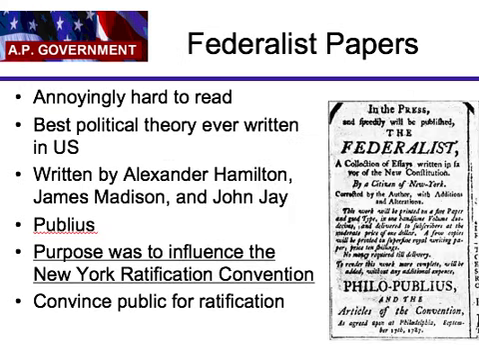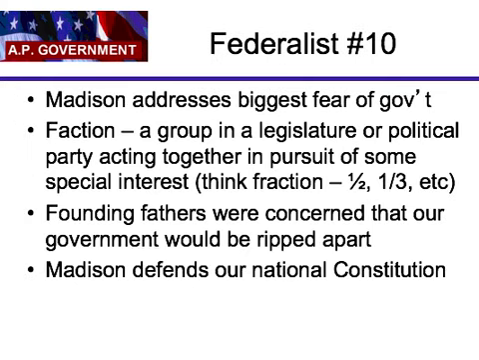So individuals, to convince people, started writing anonymous papers called the Federalist Papers. They're very hard to read. They say it's kind of the best political theory in the United States, and they were written by Alexander Hamilton, James Madison, and John Jay. Again, the purpose was to influence, at first, people in New York to agree upon ratification, and also convince the public that they're doing the right thing. One of those papers, and one of the required documents in this course, is Federalist 10 that we will read. It talks about factions. And the Founding Fathers were concerned that our government would be ripped apart because of factions.